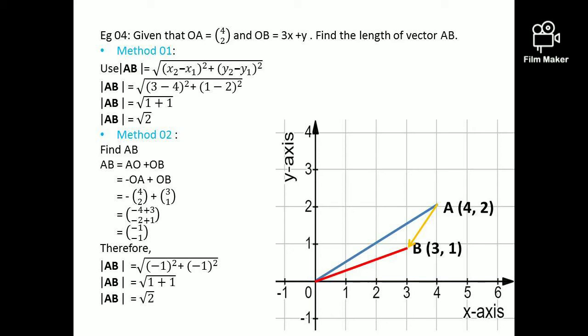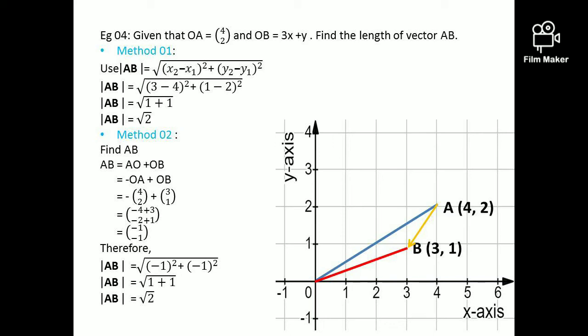Initially, I will use method 1, that is modulus of AB is the square root of (x2 minus x1) squared plus (y2 minus y1) squared. Therefore, you can work out x2, y2 as (3, 1), which I obtained from OB, and x1, y1 as (4, 2). OB is (3, 1). OA is (4, 2). Therefore, if you put into the formula, you can say (3 minus 4) whole thing squared plus (1 minus 2) whole thing squared. With that, if you simplify, you will obtain the answer as root 2.